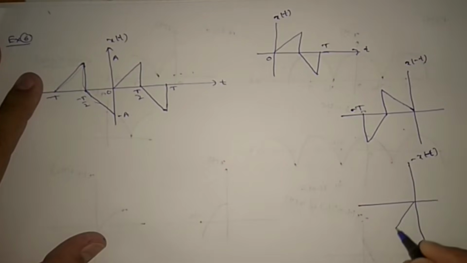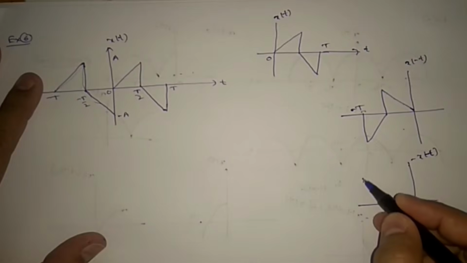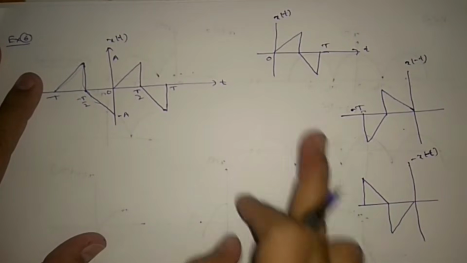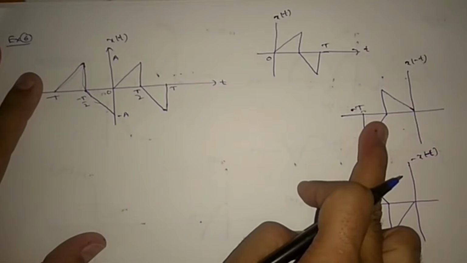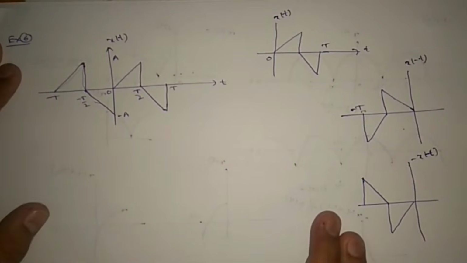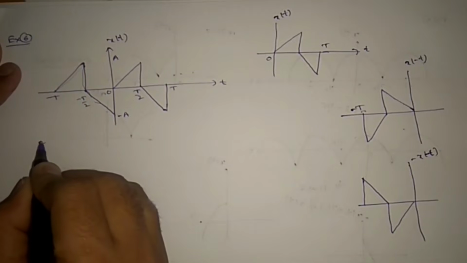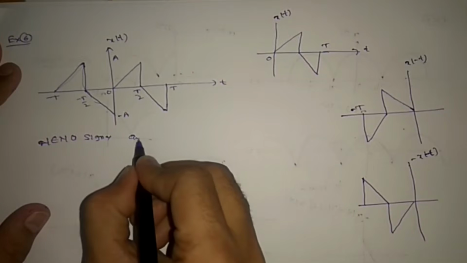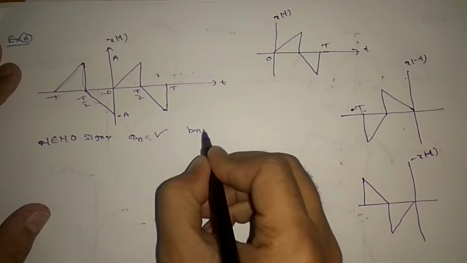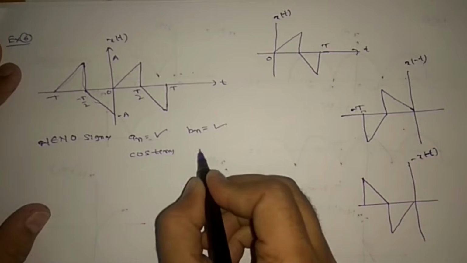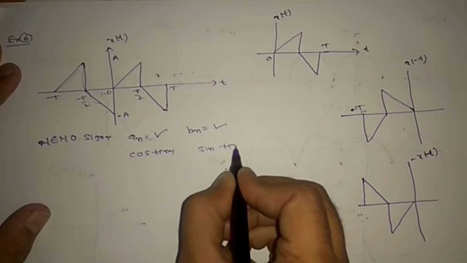Then this will come down, and this will go up, right? And are these both still the same? No. So it is not matching with this one, which means it is not an even signal. It is not matching with this one, which means it is not an odd signal. Then it is neither even nor odd. So an will be there and bn will be there. It will have cos terms and it will have sine terms.